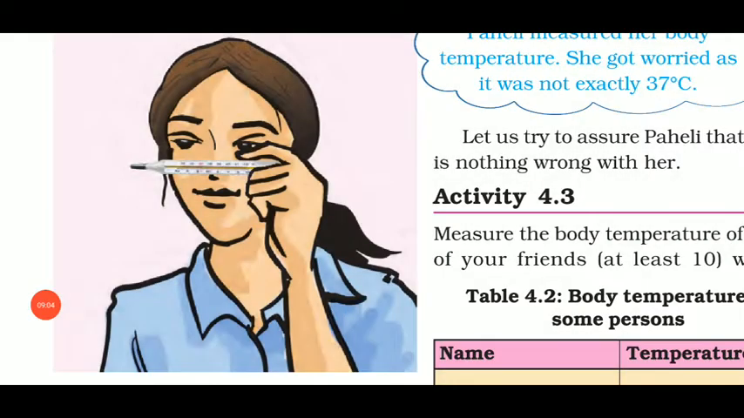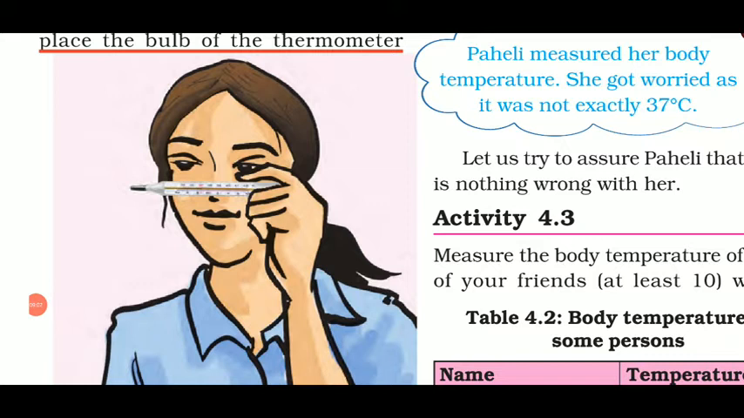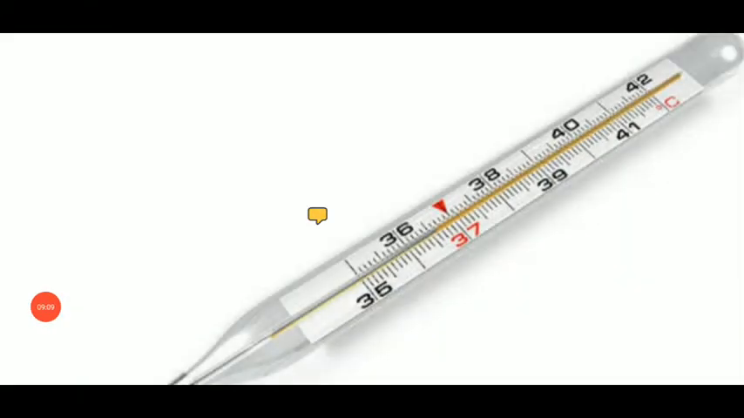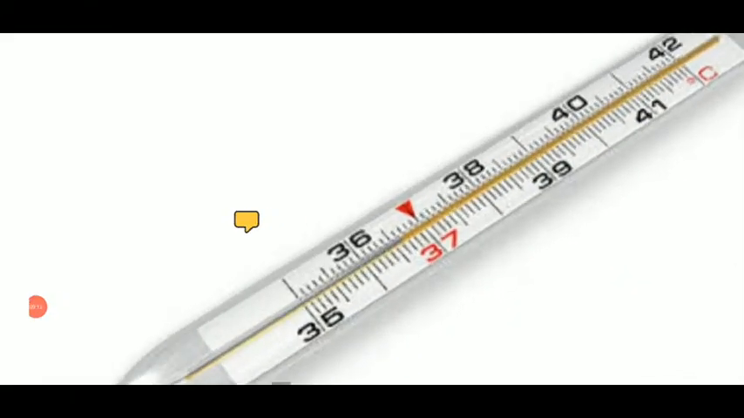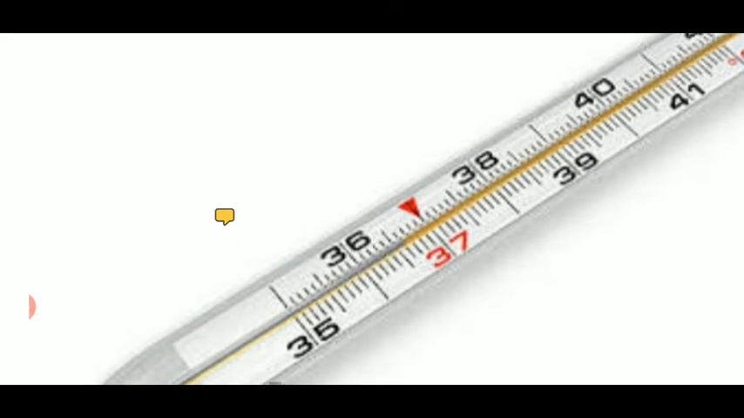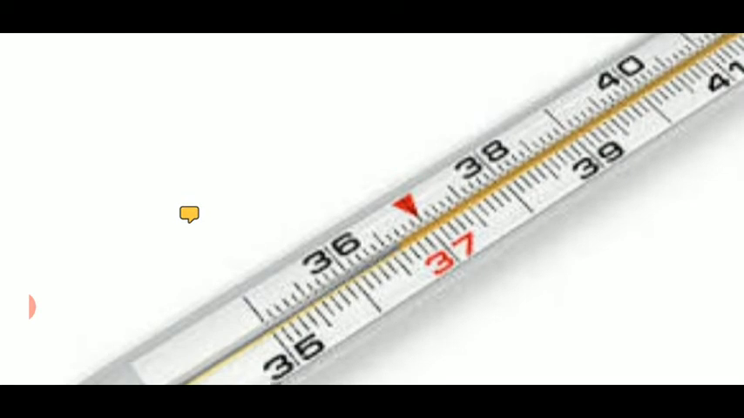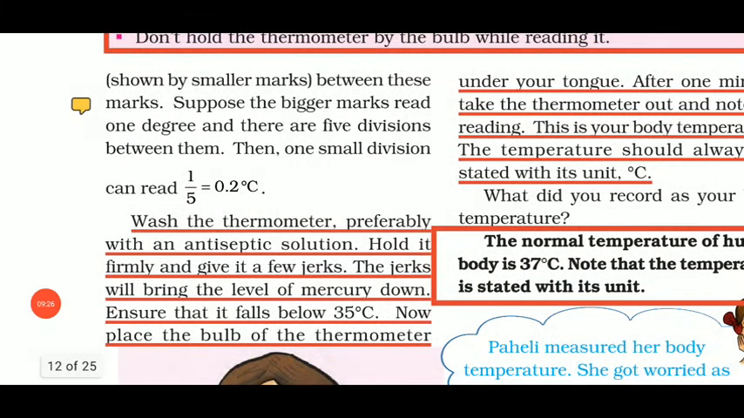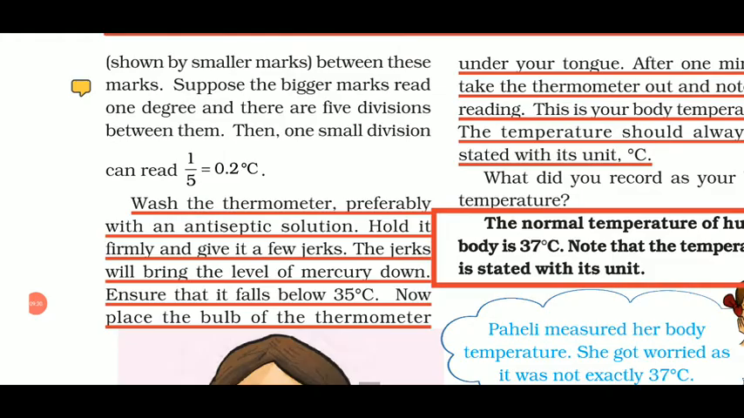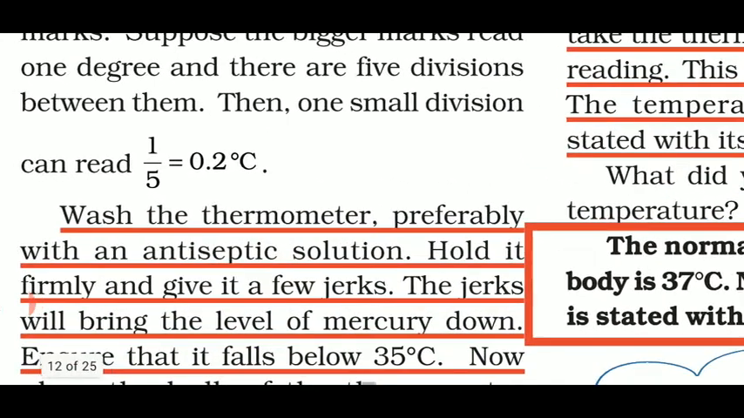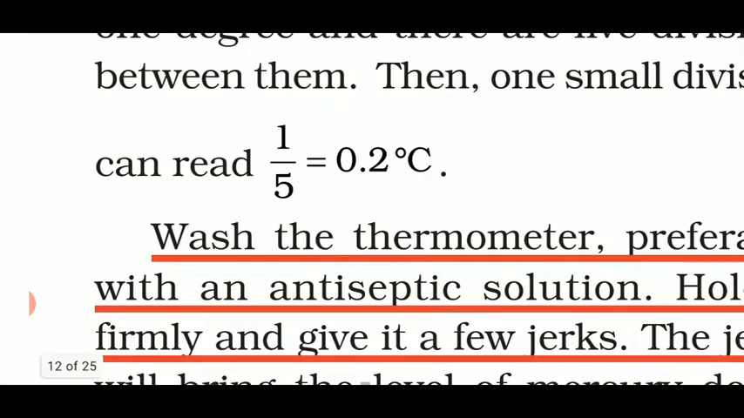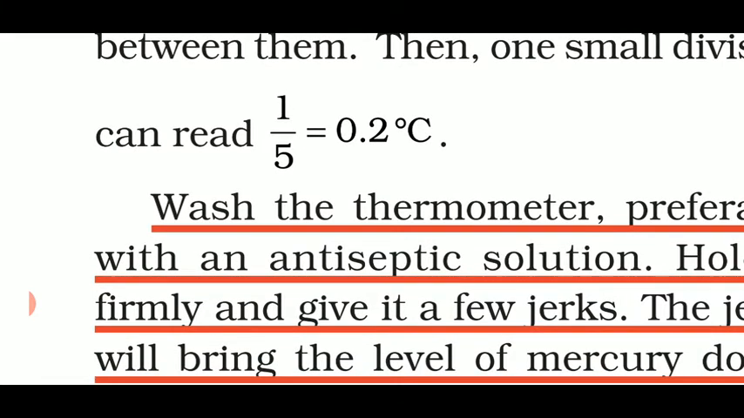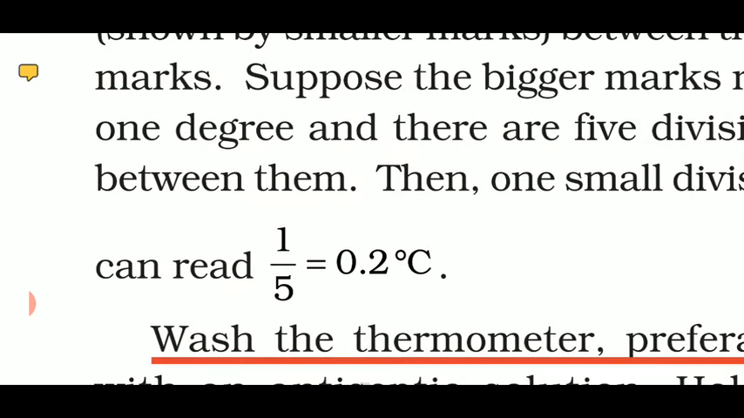Now let's learn how to read a thermometer. Firstly, you should note the temperature difference indicated between the two bigger marks. Also note down the number of divisions between these marks. Now suppose the bigger marks read 1 degree and there are 5 divisions between them, then one small division can read as 1 by 5, and the least count will be 0.2 degrees Celsius.